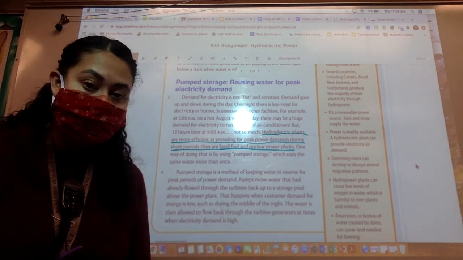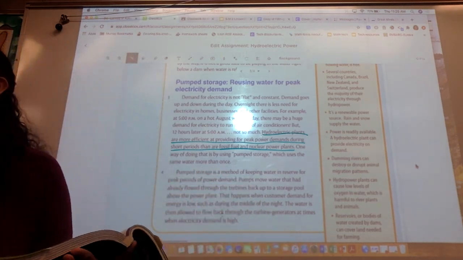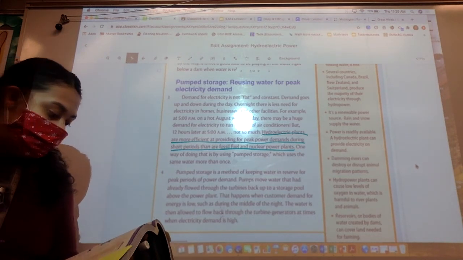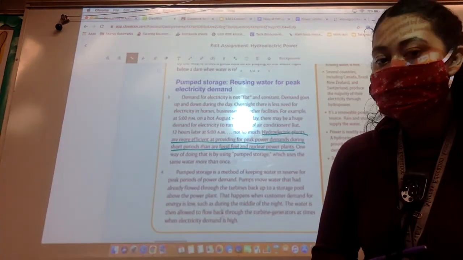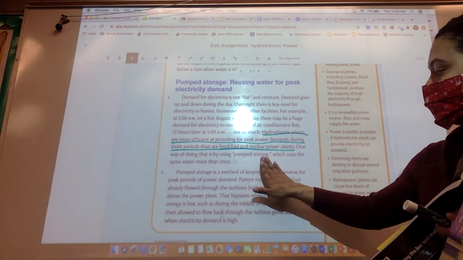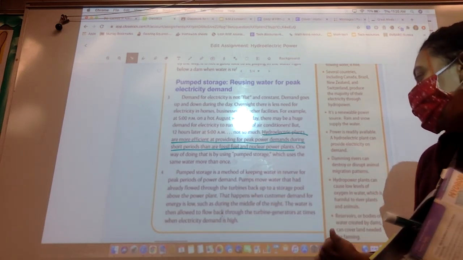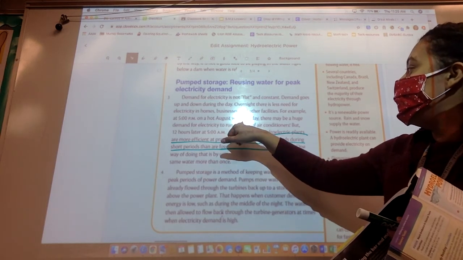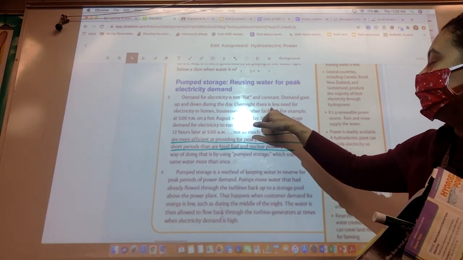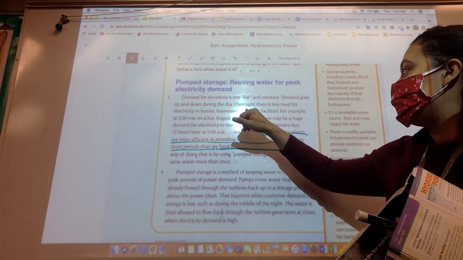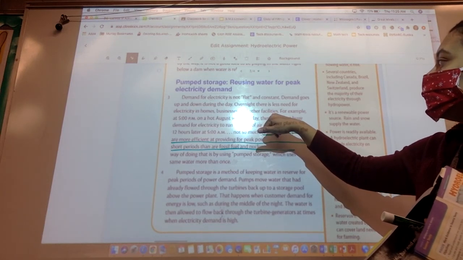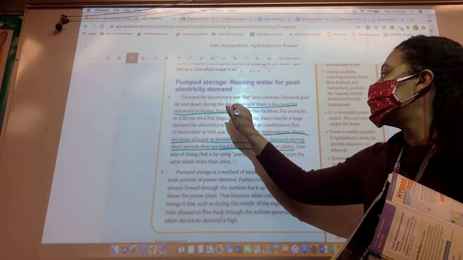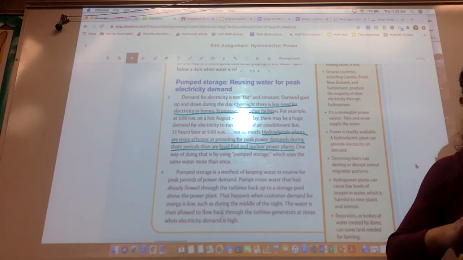Okay, anything else? Dylan? Any other important information? Less need for electricity in homes, businesses, and facilities. So overnight there's less need for electricity in homes, businesses, and other facilities. Okay.